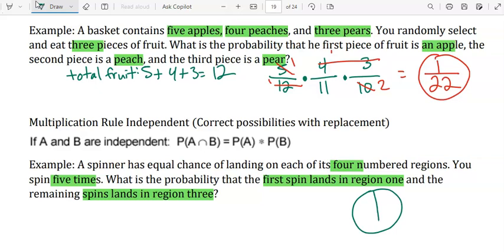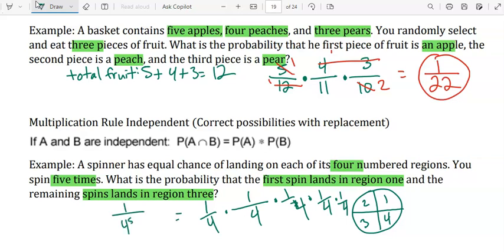So draw a spinner. We have 4 equal parts. And what's the probability of it spinning in region 1? The first time, that's going to be 1 out of 4 possible. The rest of them land on region 3. Well, it's still 1 out of 4 for even region 3. And that's going to be 5 times altogether. So we're just going to have 1/4 times 1/4 times 1/4, 5 different times. So that's going to give you 1 over 4 to the 5th power. 1 over 1024.